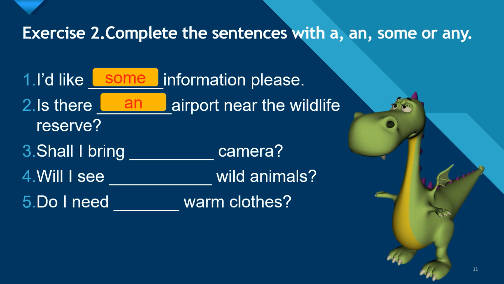Okay, number 3. Shall I bring a camera? Okay, same thing. Look at the noun. So the noun is countable. We can count cameras. And if countable, we need to identify whether it is singular or plural. Because there is no S at the end of camera, it is a singular noun. So we have A and AN as choices for answers. Because camera starts with C and C is a consonant, the answer is, okay, a camera.